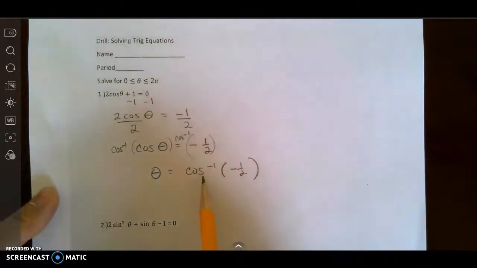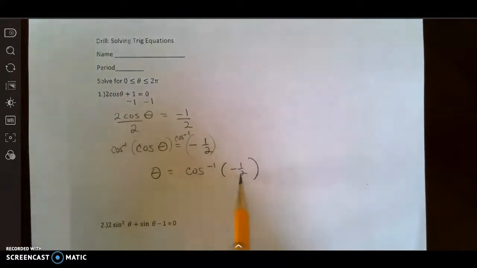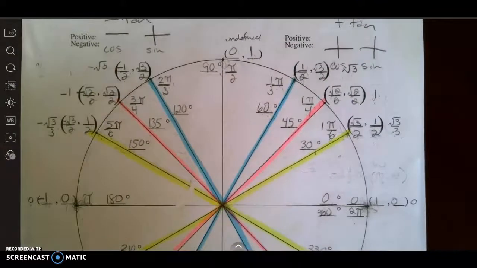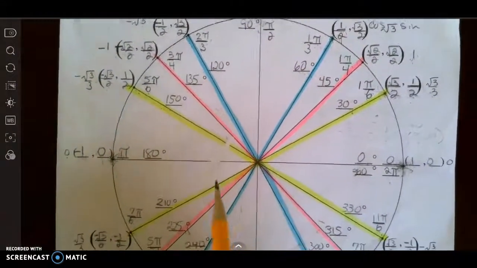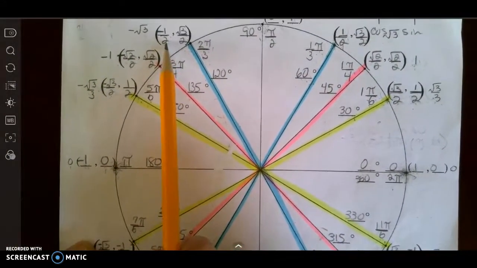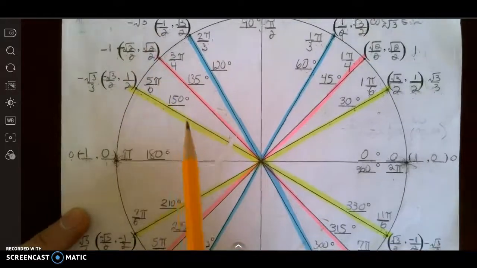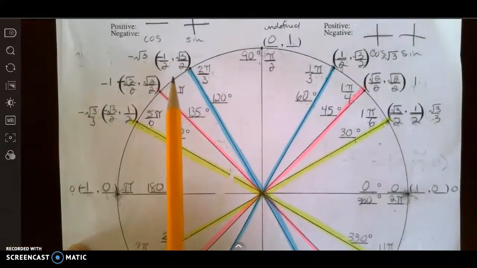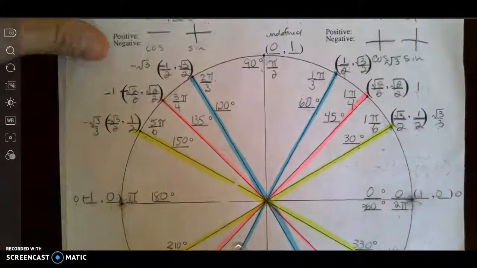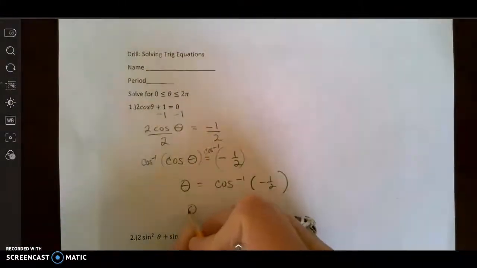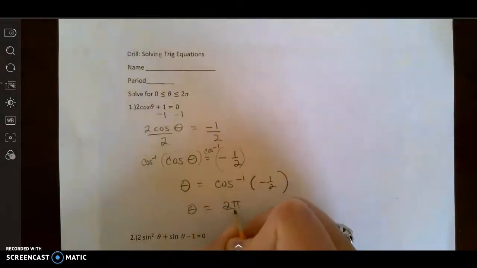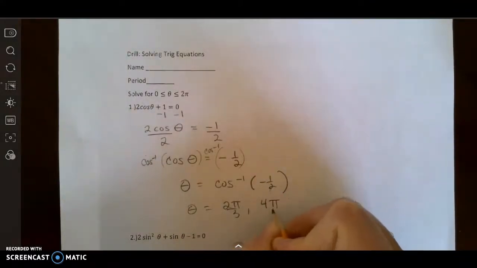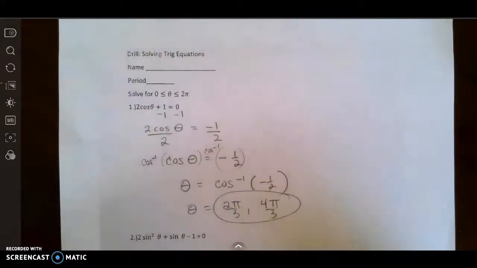So we're going to look at our unit circle for where the x coordinate is -1/2. So go to my unit circle. X coordinates are negative on the left side. -1/2 is here in blue. So my other one should be in blue as well. And sure enough, it is. So at 4 pi over 3, and up here at 2 pi over 3. So theta equals 2 pi over 3 and 4 pi over 3.